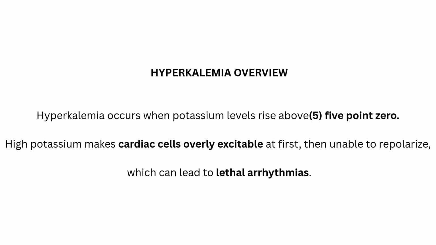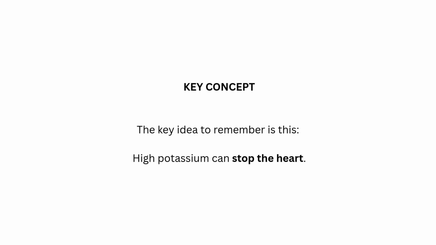Now let's move on to hyperkalemia. Hyperkalemia occurs when potassium levels rise above 5.0. High potassium makes cardiac cells overly excitable at first, then unable to repolarize, which can lead to lethal arrhythmias. The key idea to remember is this: high potassium can stop the heart.